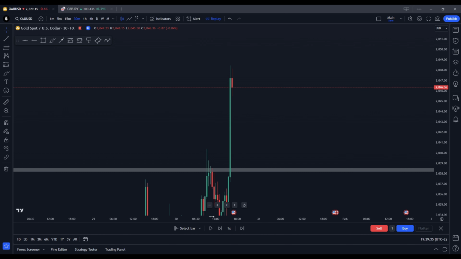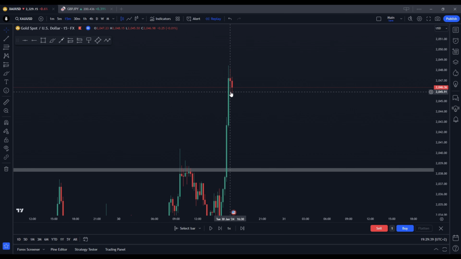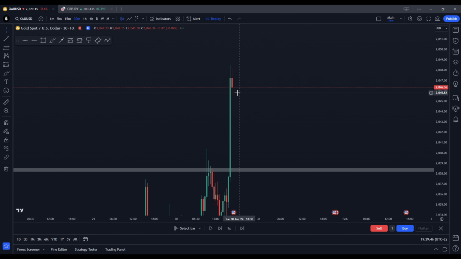Okay, so we have a resistance candle forming, and if we drop down to the 15-minute time frame, you can see we have 2 resistance candles. So it is some sort of confirmation of resistance, which is fantastic. Now we go back to a 30-minute time frame.